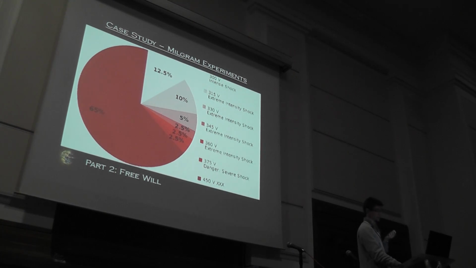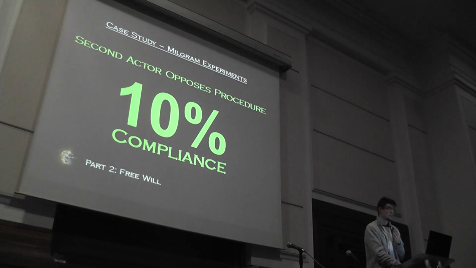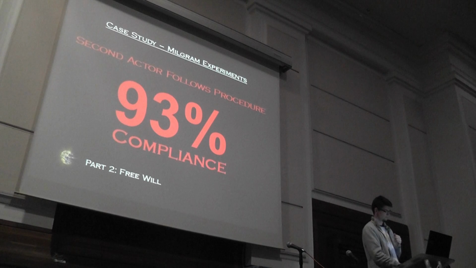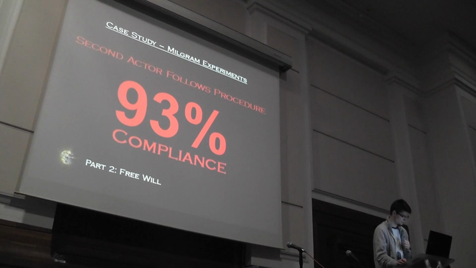Perhaps the most revealing variation of the experiment was the inclusion of another second teacher, played by a second actor. The actor would be instructed either to follow the procedure as the experimenter described, or to deliberately oppose the procedure. In the cases where the actor opposed the procedure, compliance dropped to a mere 10%. Only 10% of people went all the way. However, in the cases where the actor followed the procedure, the level of compliance shot up. Ninety-three percent.